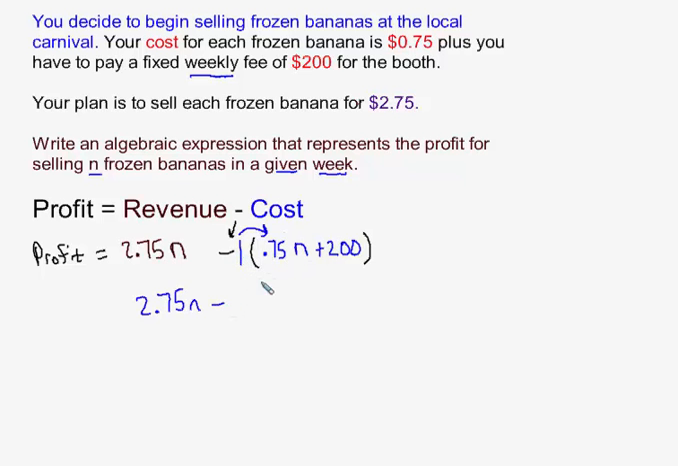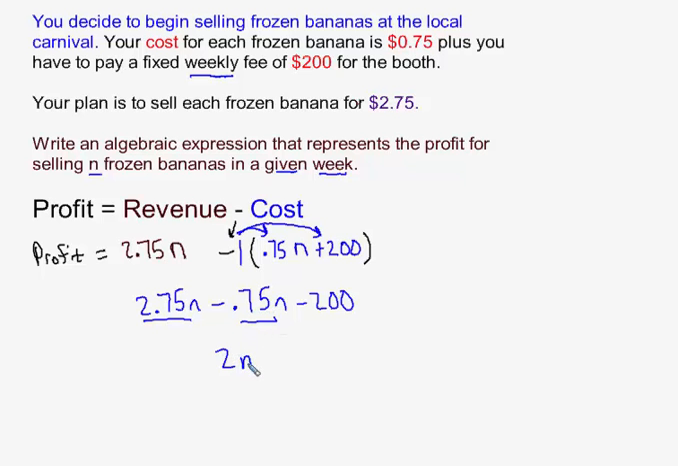Negative 1 times 0.75n is negative 0.75n. And then this is the interesting part. When you multiply negative 1 times positive 200, that becomes minus 200, which it should, because the $200 that we have to pay for the booth should make my profit go down. So I'm subtracting $200 from my profits. Now I need to simplify my expression. 2.75n minus 0.75n is simply 2n. These are like terms, so I can combine them by simply saying 2.75 subtract 0.75 is 2.